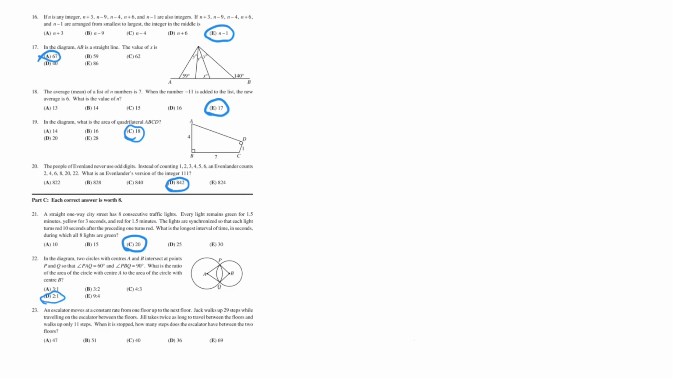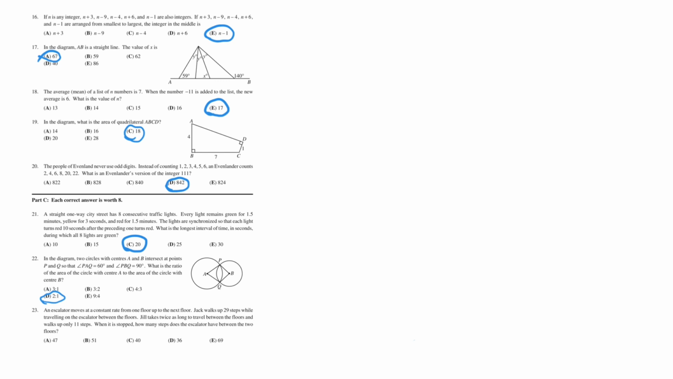Number 23. An escalator moves at a constant rate from one floor up to the next floor. Jack walks up 29 steps while traveling on the escalator between the floors. Jill takes twice as long to travel between the floors and walks up only 11 steps. When it is stopped, how many steps does the escalator have between the two floors?